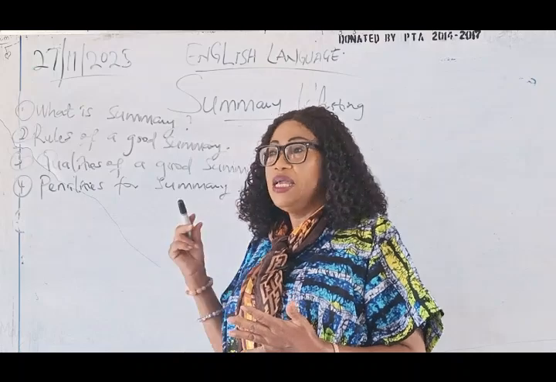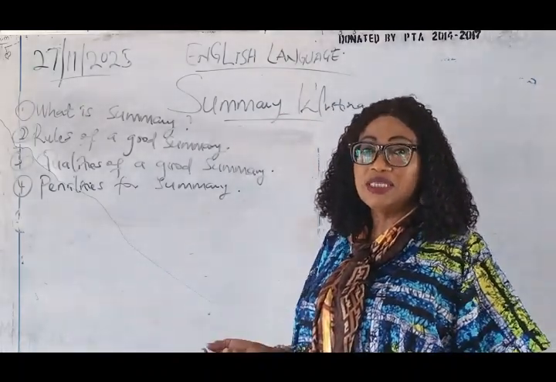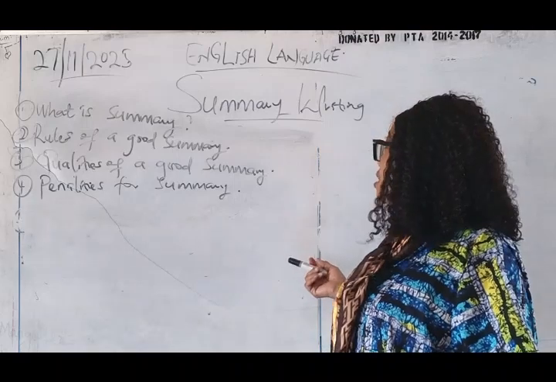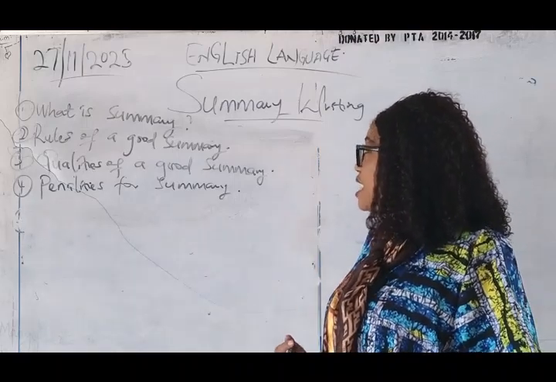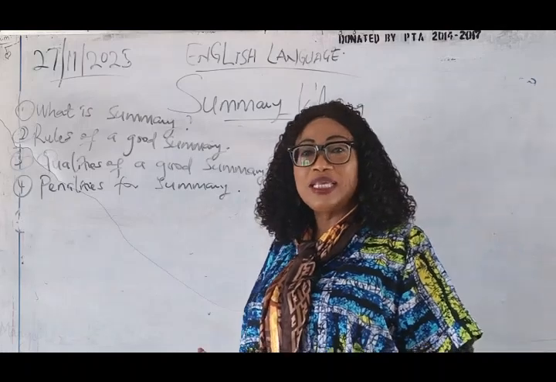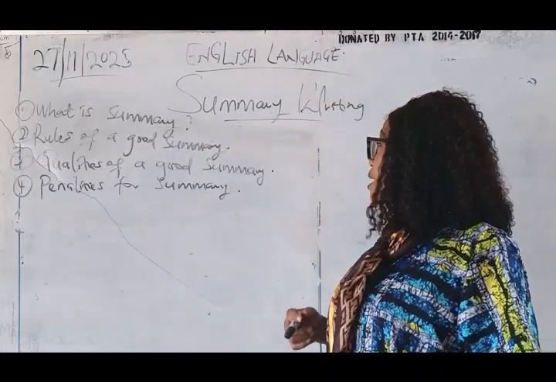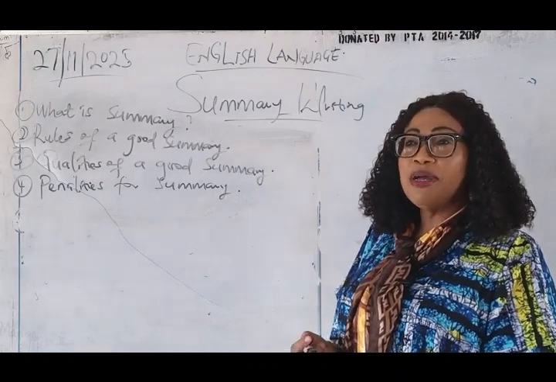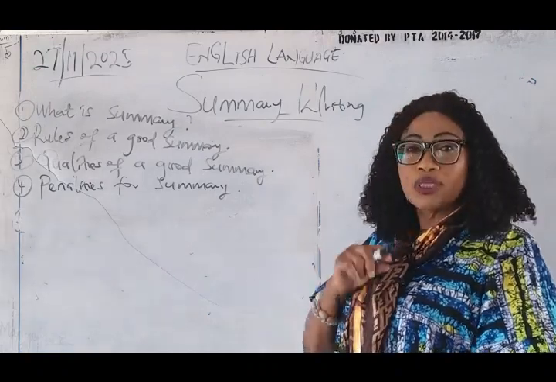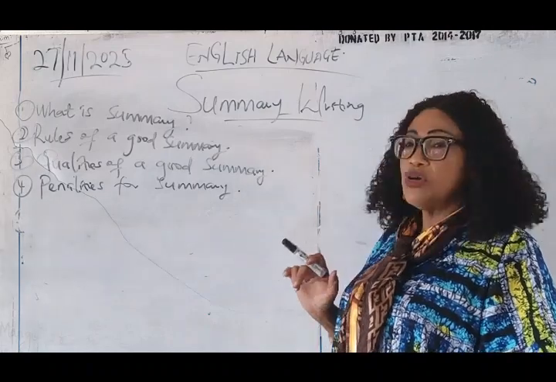Why? Because it carries 30 marks in WAEC and NECO, and it's very important. It's very important that you learn the art of writing a good summary and that you're able to answer questions correctly in the summary passage in WAEC and NECO, in order to boost your scores. As a matter of fact, it's very easy to score 30 over 30 in summary, if only you keep to the rules of summary writing.